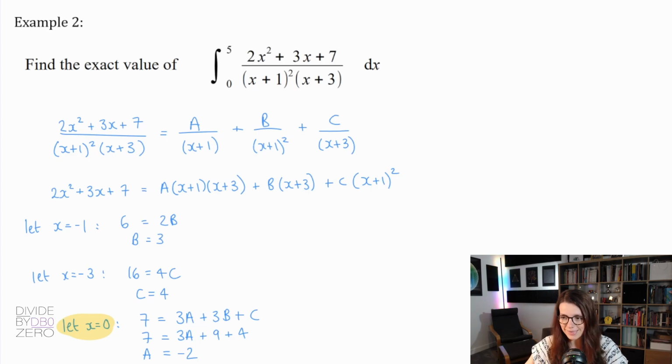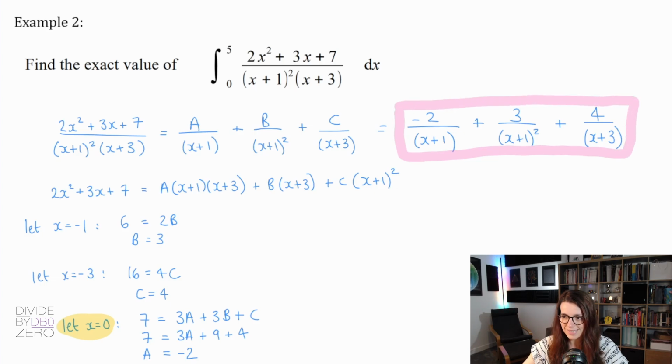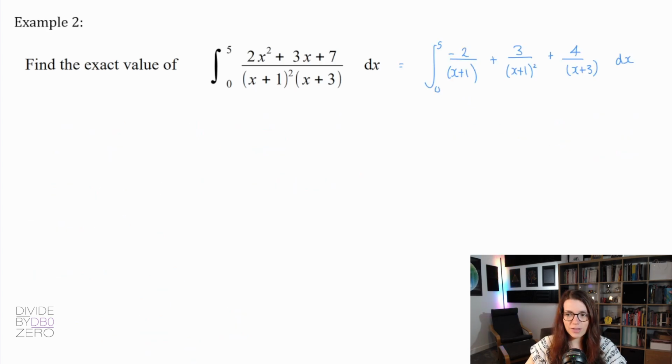Now we know A, B, and C. We can say that in partial fractions, this expression can be written as -2 over x plus 1 plus 3 over (x plus 1) squared plus 4 over x plus 3. And now we can take these partial fractions and use them to integrate the expression. So now we can go ahead and integrate using those partial fractions. So here we have the integral written out as partial fractions instead.